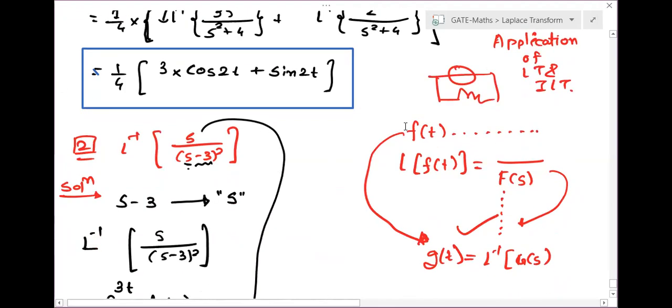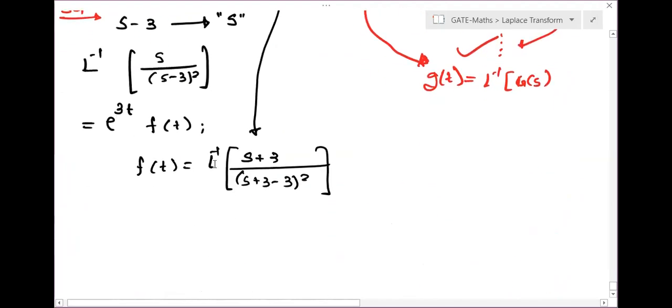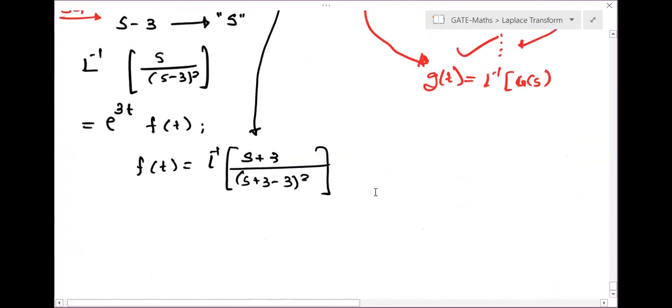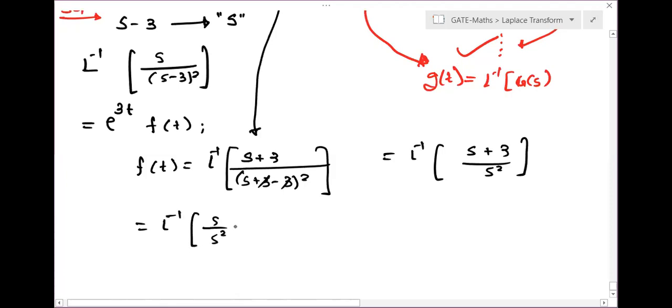So it is your e to the power at, it is your e to the power 3t, into Laplace inverse of s plus 3 by s plus 3 minus 3 whole square. We are replacing s with s plus 3. So this plus 3 minus 3 will get cancelled out. This is your Laplace inverse of s plus 3 by s square. So this will be your Laplace inverse of s by s square plus 3 by s square. So s by s square is what? 1 by s, or not? So this is your Laplace inverse of 1 by s plus 3 by s square.